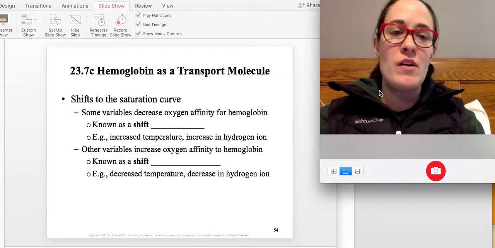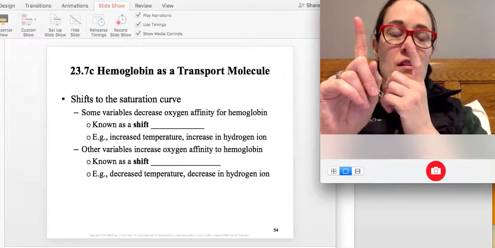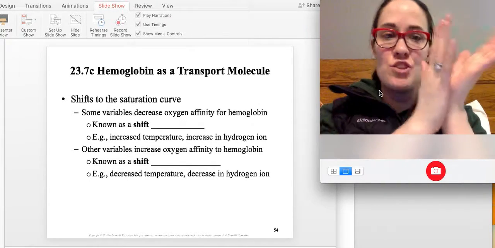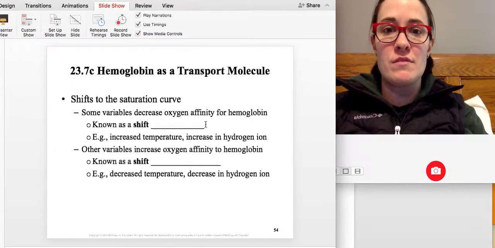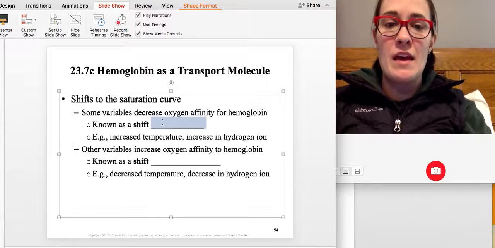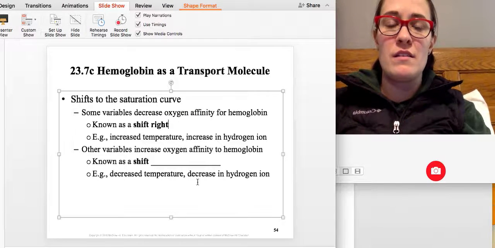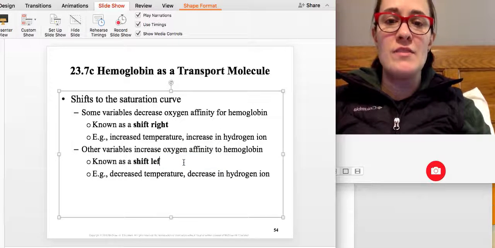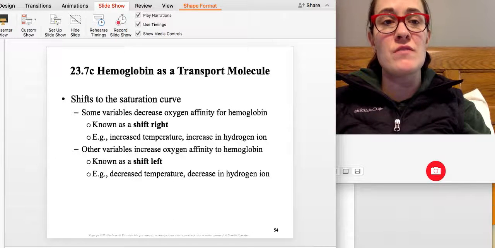What I just talked about, the movement of the affinity of oxygen for hemoglobin, or hemoglobin for oxygen, that shift of that curve, the first examples, increased temperature and an increase in hydrogen ions, is called a shift right. They decrease oxygen's affinity for hemoglobin, and a shift left increases hemoglobin's affinity for oxygen.